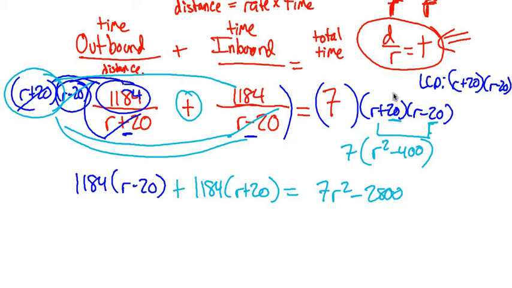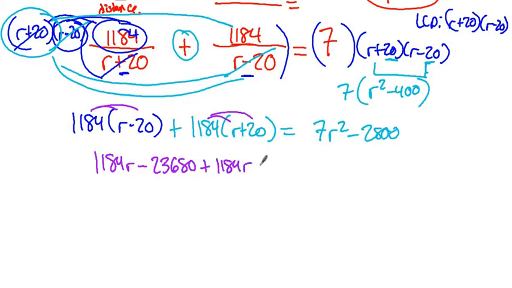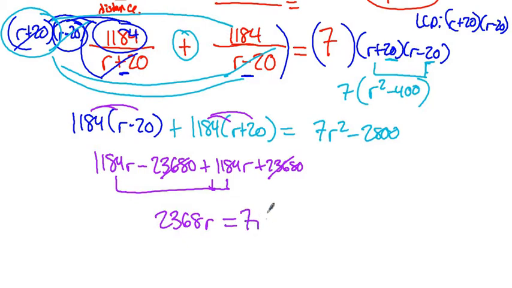Okay, now we can start to simplify. So let's clean this up on the left side. Let's start distributing these things right here. If we distribute this, we'd have 1184r minus that number, I believe, turns out to be 23680. We'll distribute this. We'll have 1184r, and then we have plus 23680. So of course those will cancel. 1184r plus another 1184r would be 2368r. And then on the other side we have 7r squared minus 2800.